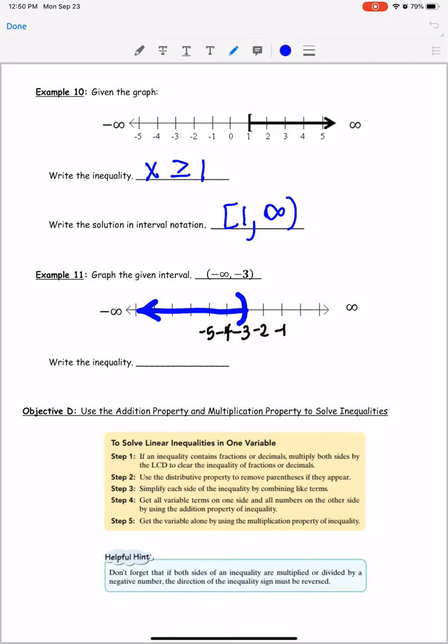Then when I write this as an inequality, I know I have an X to begin with. I know my solution, -3, will be in there. So now which symbol do I need? Well, it's pointing to the less than sign, so I need my symbol to point the same way. And because this is a parenthesis, it means you have nothing underneath. So that is it.